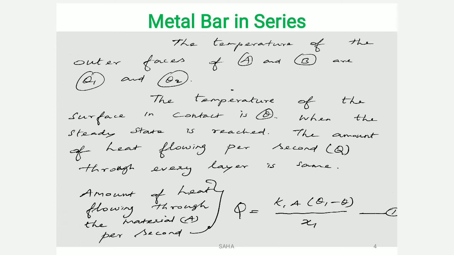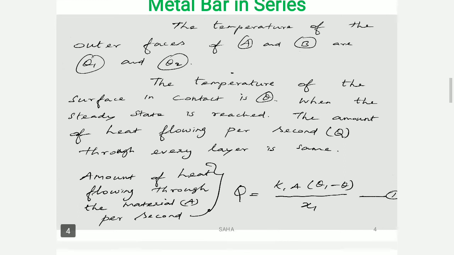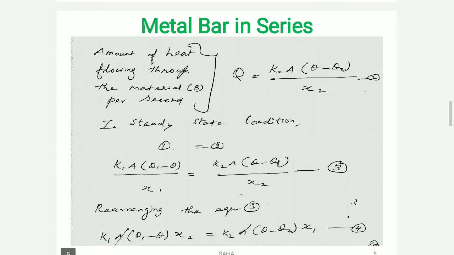The amount of heat energy flowing per second through material A is Q = K1 A (theta 1 minus theta) divided by x1. Equation number 1. The amount of heat energy flowing per second through material B is Q = K2 A (theta minus theta 2) divided by x2. Equation number 2. In steady state, equation 1 is equal to equation 2. So K1 A (theta 1 minus theta) divided by x1 is equal to K2 A (theta minus theta 2) divided by x2. This is equation number 3.